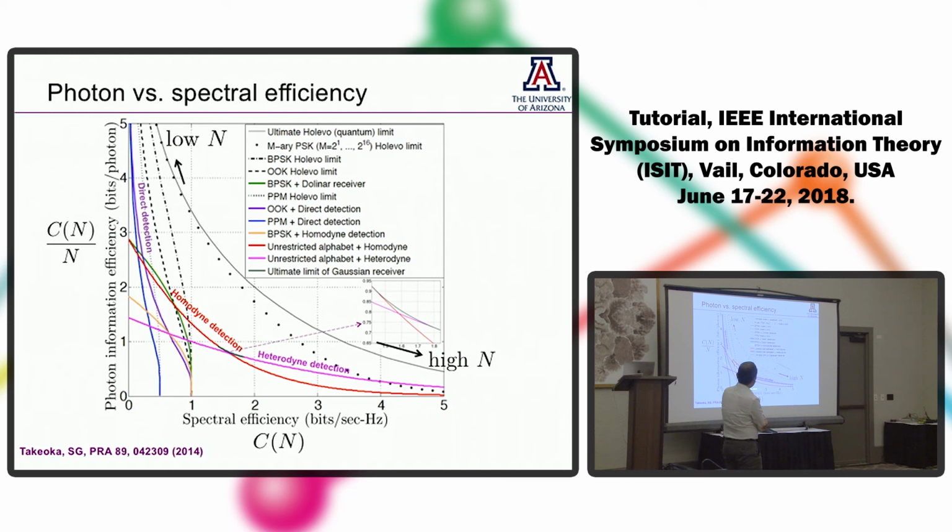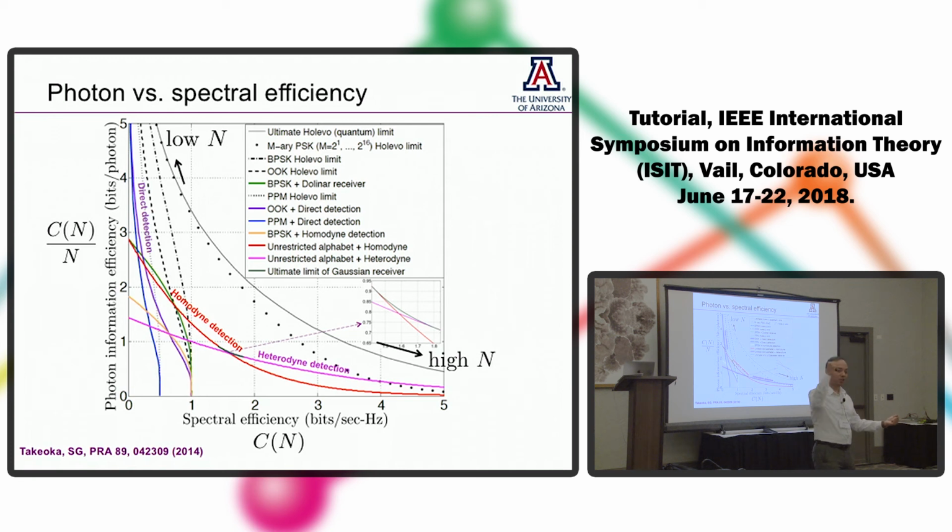So here is a plot where I'm plotting things in a slightly unconventional way. So C of n is what we have been calculating so far. So that's our capacity in bits per pulse or bits per channel use. And this is bits per pulse divided by mean photon number per pulse. So this is the photon efficiency. So the x-axis is how fast you send information, and the y-axis is how efficiently you encode information in your photon. And there is a trade-off between the two. You can't do both at the same time.